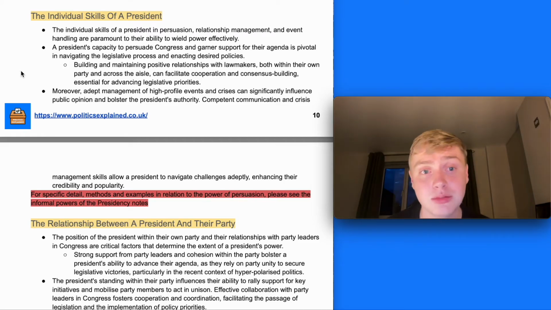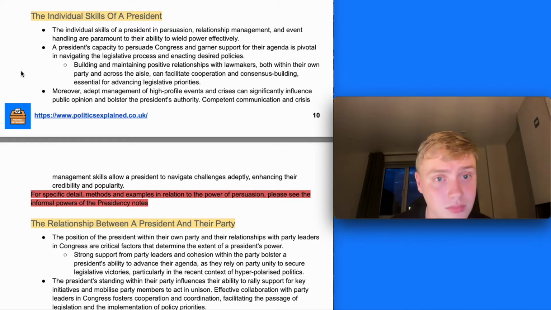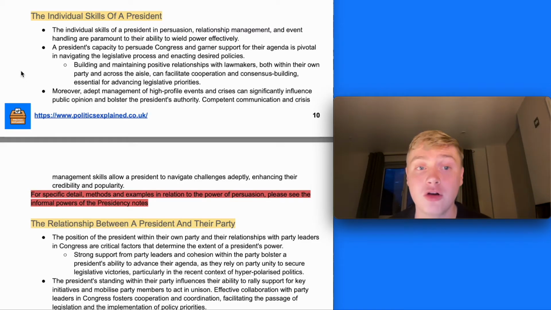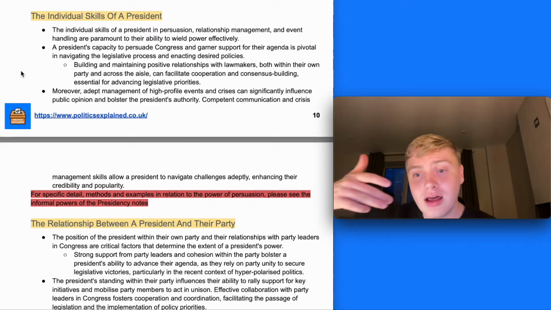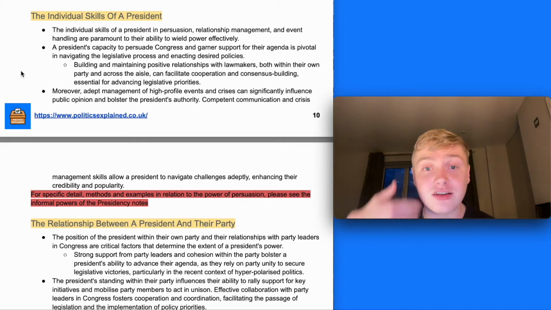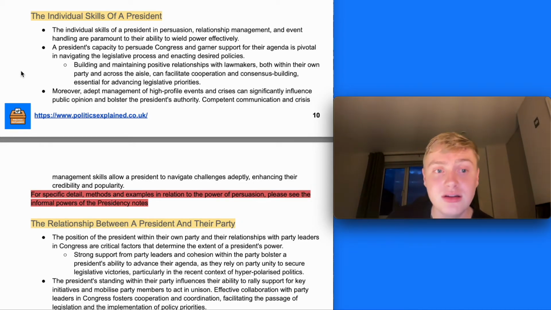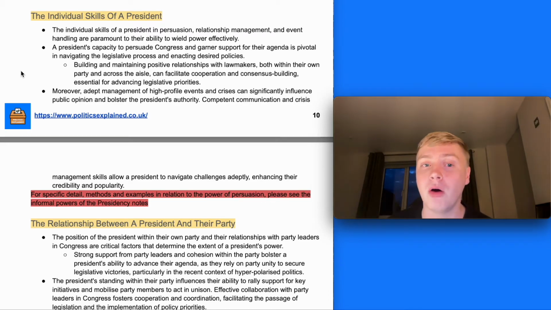A president's capacity to persuade Congress and garner support for their agenda is pivotal in navigating the legislative process and enacting desired policies. Building and maintaining relationships with lawmakers both within their party and across the aisle can facilitate cooperation and consensus building, which is really key for advancing the legislative agenda and priorities of the presidency. Also, if they can effectively manage high-profile events and crises, this can influence public opinion, bolster their popularity, and therefore bolster the president's authority.